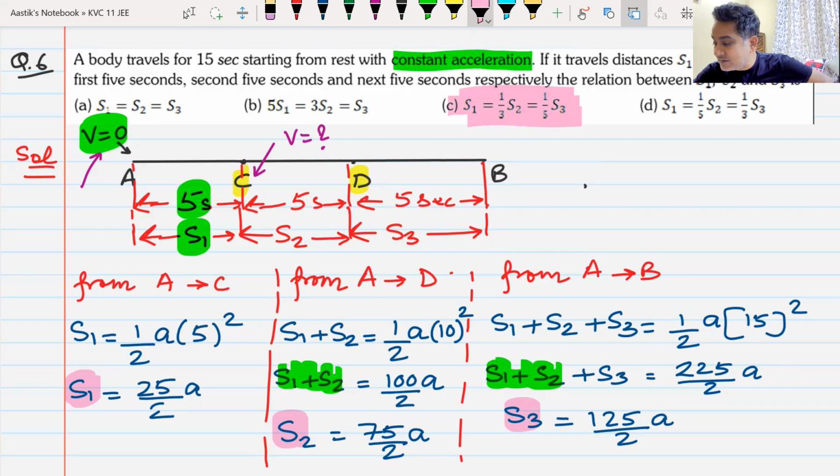Do we understand this? Yes or no? Is this question clear to everyone? Well, does everyone understand how I have done this?